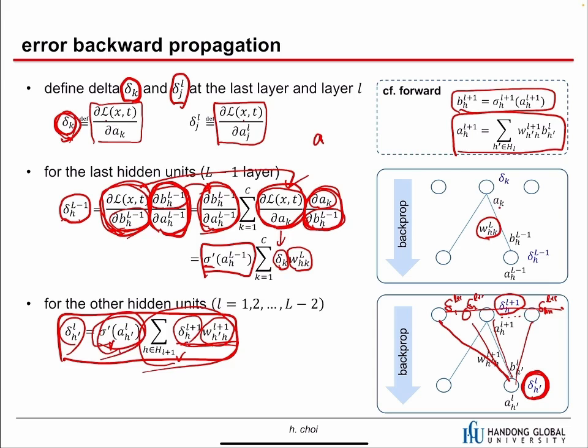In these derivations, it looks like delta k propagates in this direction from the last layer to the previous layer, from the upper layer to the lower layer. So it looks like the error is going back. That's why we call it error backpropagation, or backward propagation, or backprop, or sometimes bprop. This error backpropagation is a result of the derivative. When we calculate the derivative, we use the chain rule. Based on this chain rule, it looks like the error is going back.